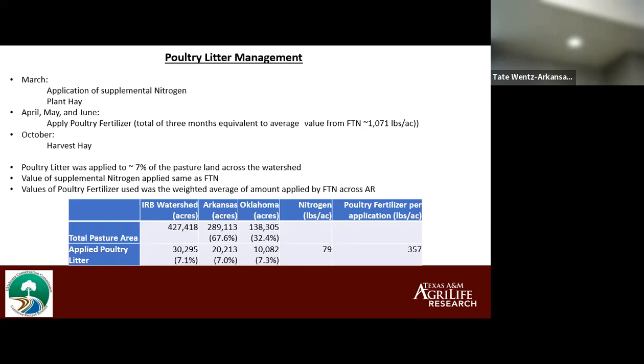Okay, so poultry litter management. I didn't want to spend a whole lot of time on this, but these are generally the numbers. Again, if you want to dig into this a little bit deeper, we can send you a copy of this, or we may put it on our website. It shows the acres that it's applied to, the percentages, how much nitrogen, how much fertilizer is applied. These should be really similar to the values that we got from FTN.